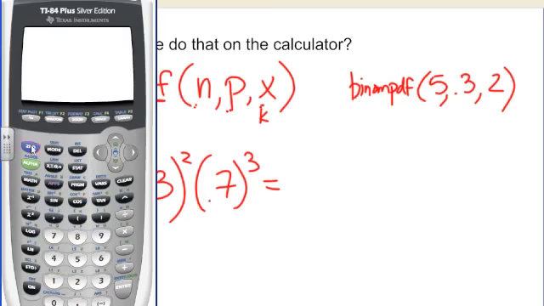We're going to go to the distributions, same place we've been finding our normals. And if I just scroll around, eventually I'm going to see something that looks happy. Binomial Pdf. There is a binomial CDF. We're not going to talk about that one right now. So pick binomial Pdf. So we're going to type in right what I wrote on the screen. N, comma, P, comma, X.